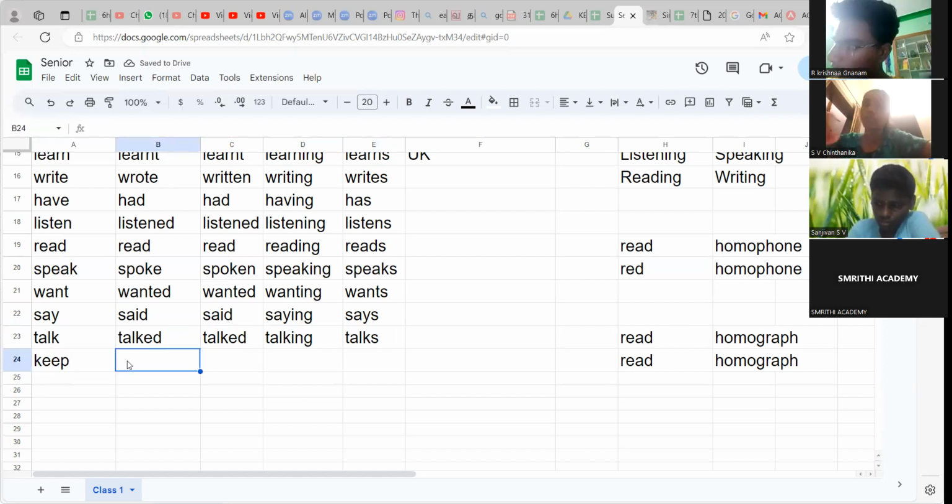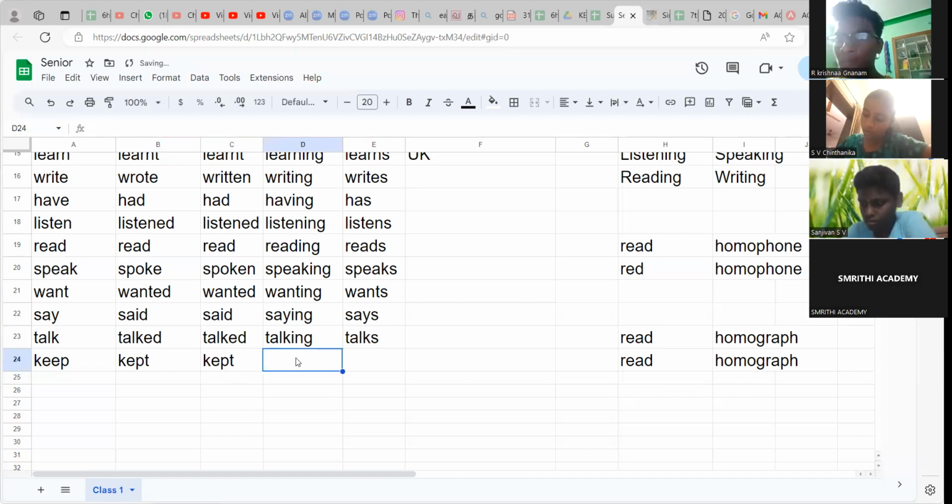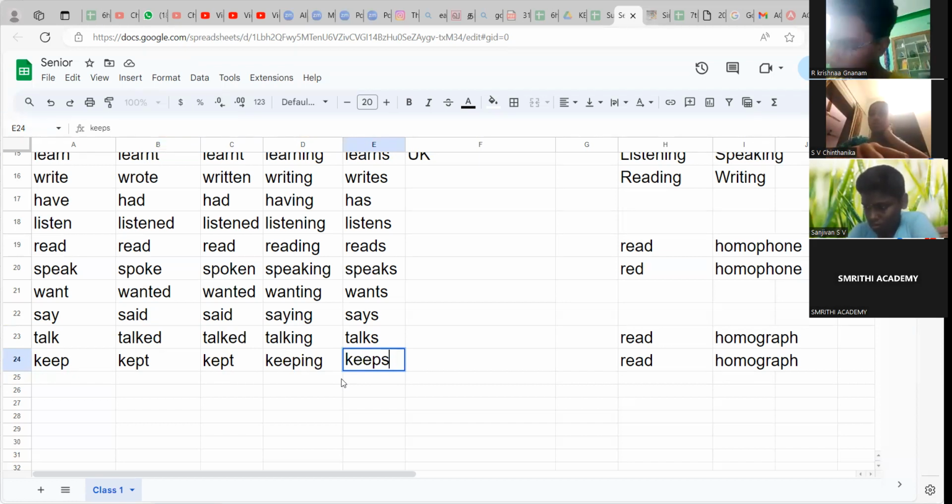Keep is the present tense. And we do the past. Kept. Very nice. Number 3 is also going to be kept. It's called a past participle. The column name is called a past participle. This is the present participle, keeping. And third person singular present, keeps. Okay, I will explain you a lot in the next 2-3 classes, completely covering the core.